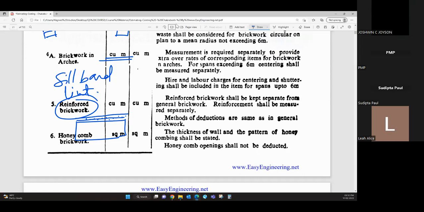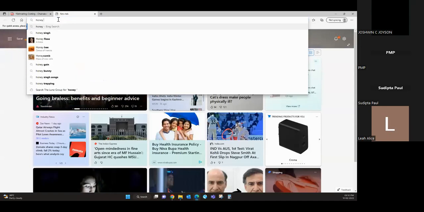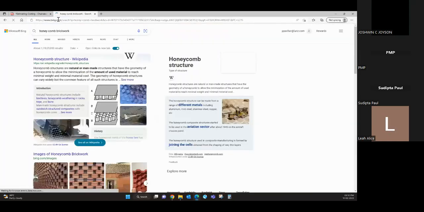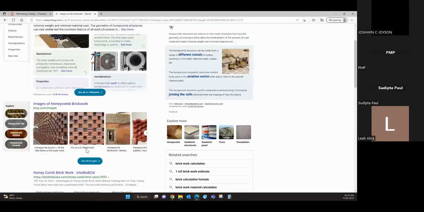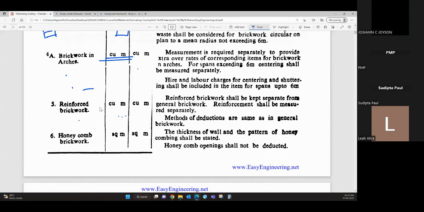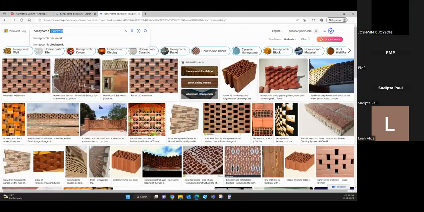Now, the second one is honeycomb brickwork. What is a honeycomb brickwork? I'll show you. This kind of brickwork is known as honeycomb brickwork. These kinds of brickworks are considered in square meter. And reinforced brickwork, let's see what reinforced brickwork is so that you have a kind of knowledge.